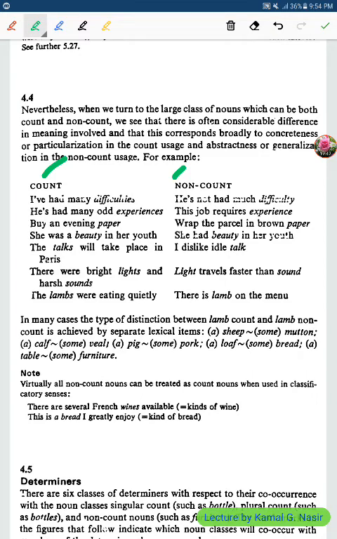This job requires experience. Here experience is non-count. Buy an evening paper. You see? Experiences, difficulties. Look at these nouns, please. Okay? Paper here is what? An evening paper is counted.